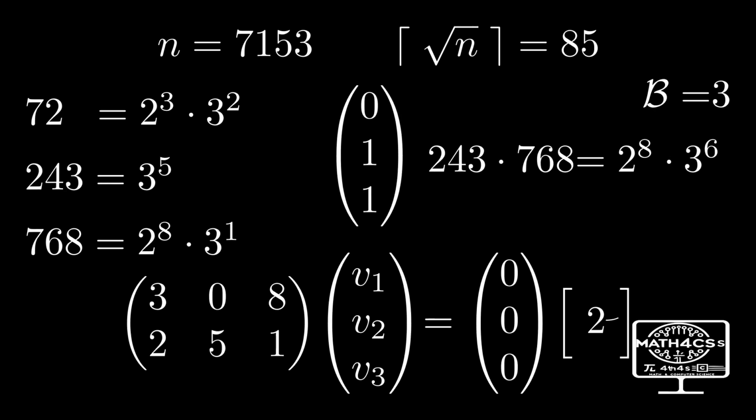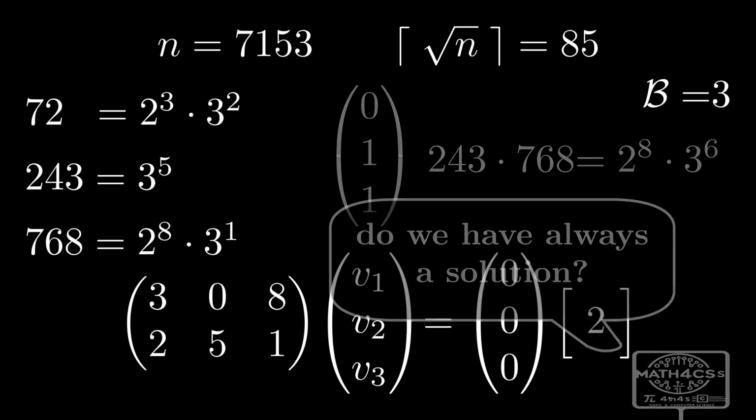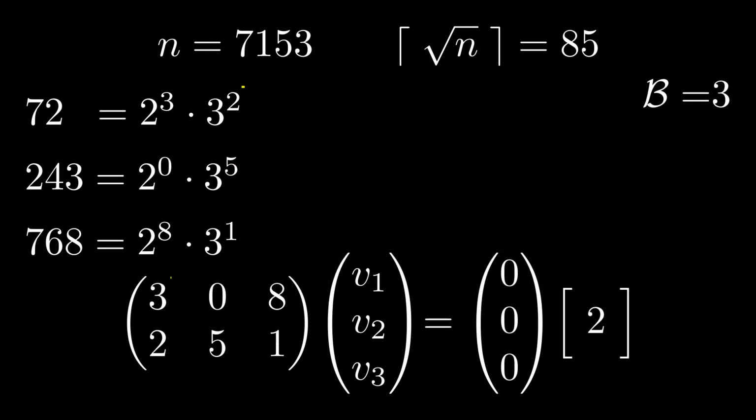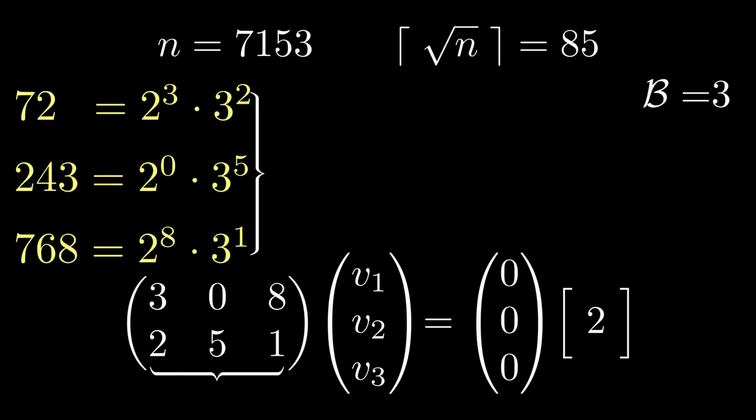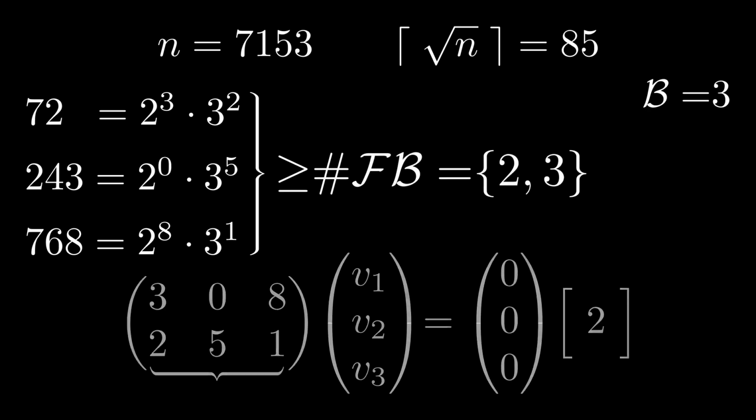A question may arise: do we always have a solution? To guarantee a solution, we need the number of columns to be larger than the number of rows. This means that we need the number of smooth numbers to be larger than the number of primes less than b. The primes less than b are called the factor base.